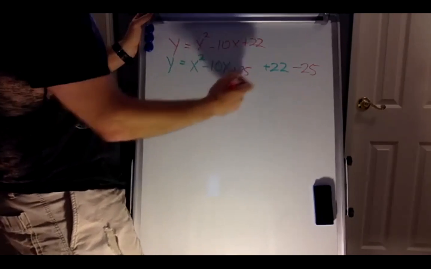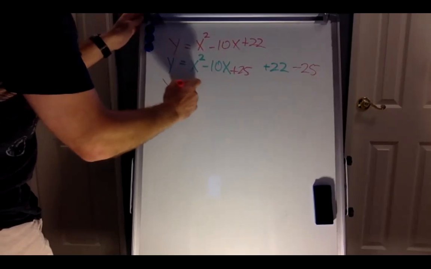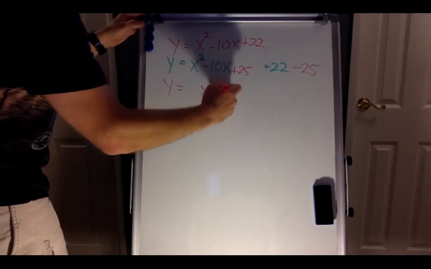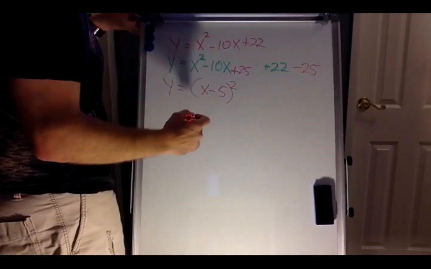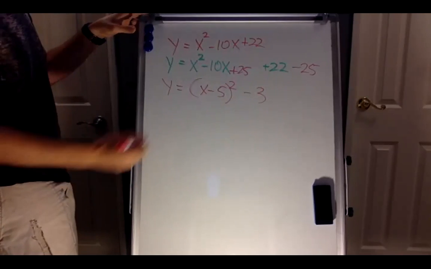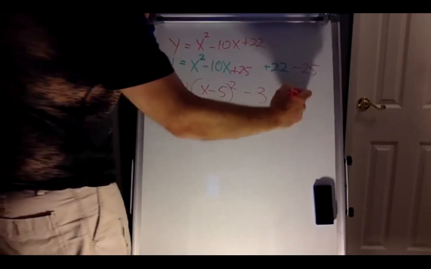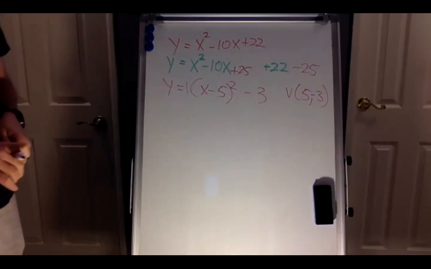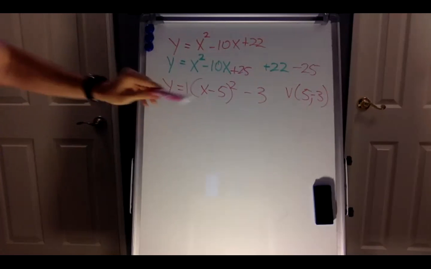Over here, I can now factor this. Watch how this works out so nicely. Half of that was 5, so this is x minus 5 squared. And what's 22 minus 25? Minus 3. A is 1. H is 5. K is negative 3. My vertex is at 5, negative 3. I've located my vertex. Wow. This is now in vertex form.